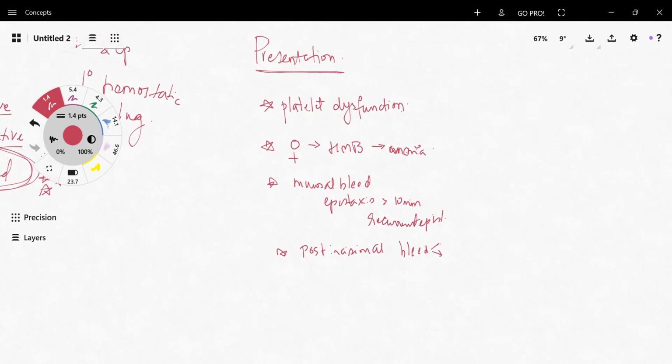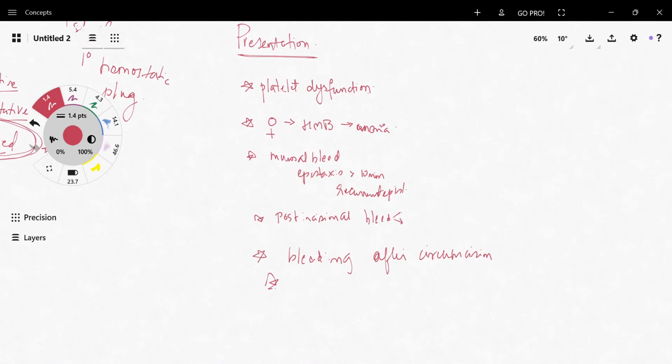It can also present with bleeding after circumcision in small boys. Then the last one is worsening of symptoms after ASA use. Okay, now that is the presentation.